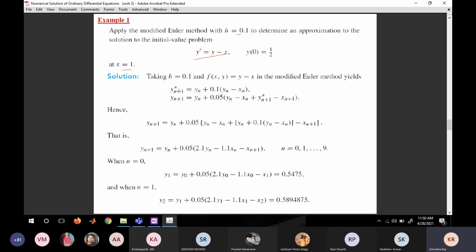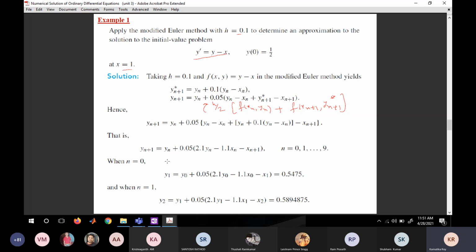So what is the modified Euler method? Firstly you need to find y(n+1) star, which is yn plus 0.1 into f(x, y). Then the second step, the corrected step, is y(n+1) equals yn plus h by 2 into f(xn, yn) plus f(x(n+1), y(n+1) star). Okay, so that is how we get this formula.